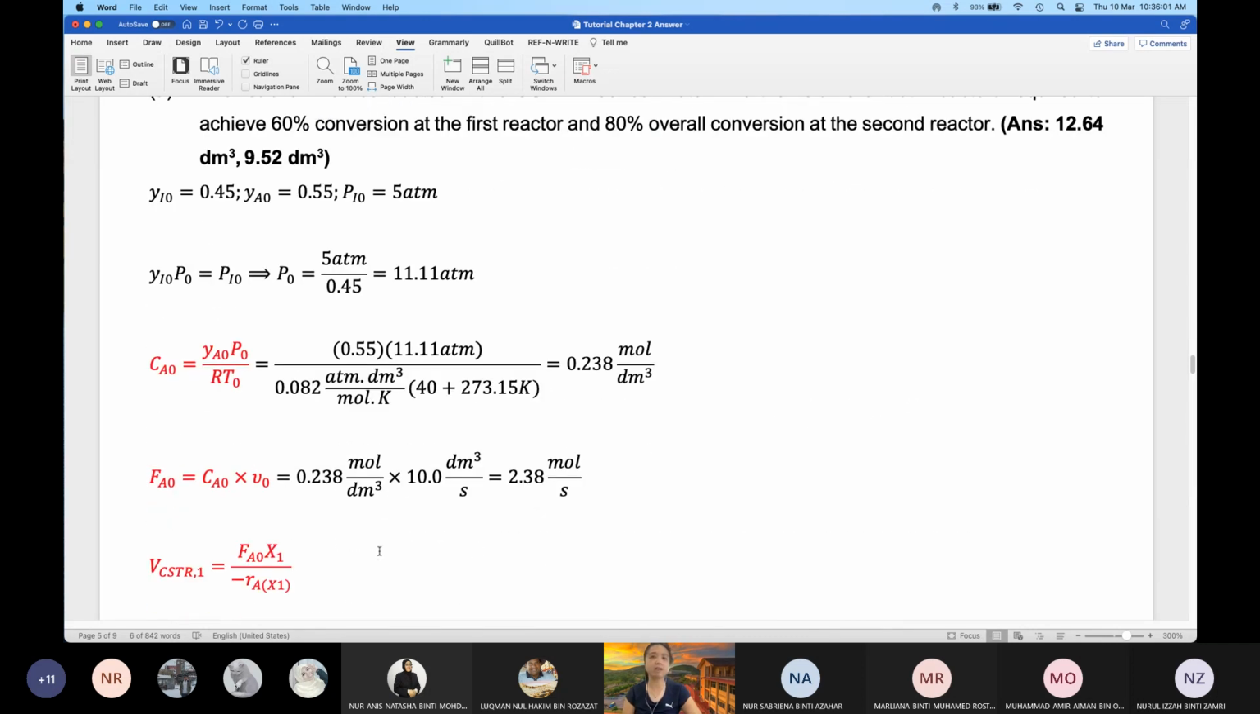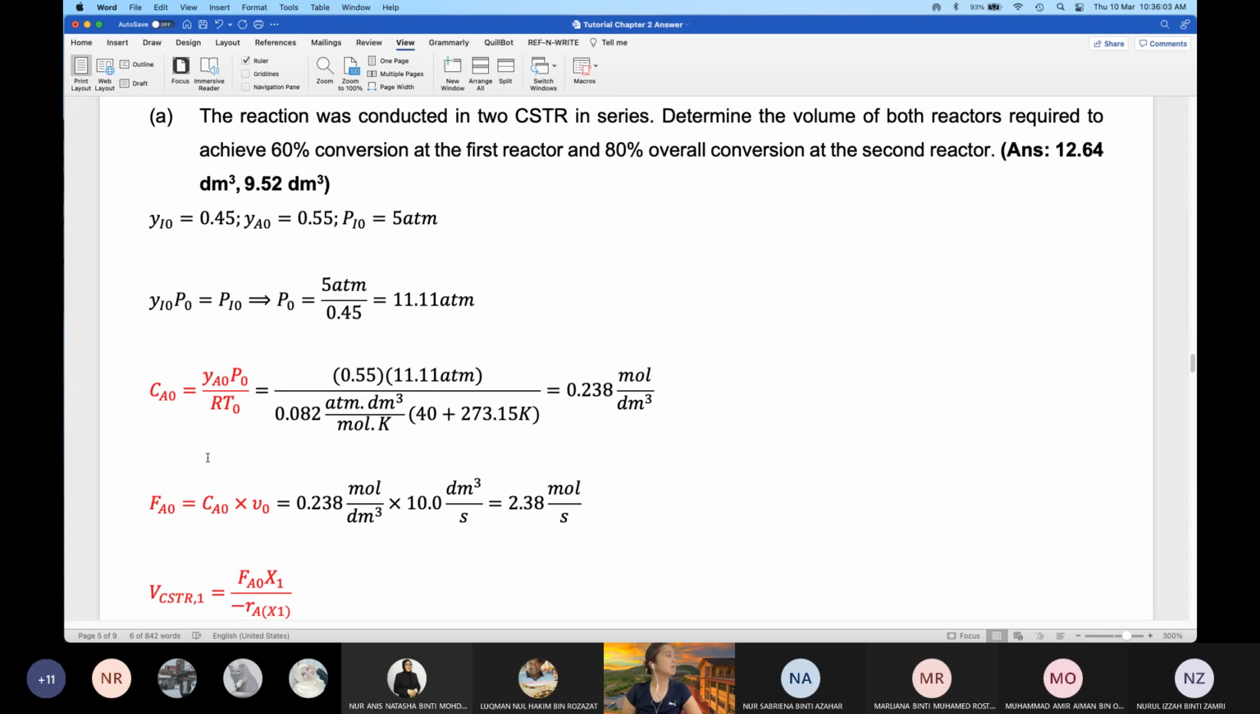Okay, what do I mean by that? In this example, saya guna Raoult's law untuk cari jumlah tekanan. Means, kalau saya tahu mole fraction inert, saya multiply dengan total pressure, saya dapat pressure inert. Saya dah tahu pressure inert, saya tahu mole fraction inert, saya boleh tahu total pressure.